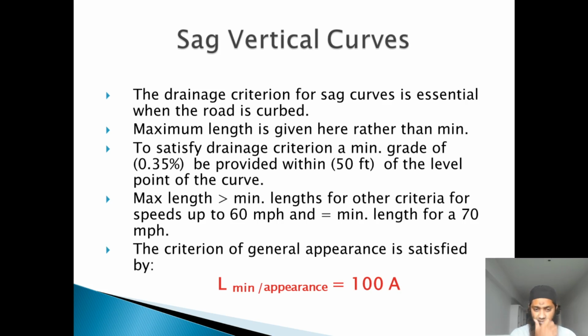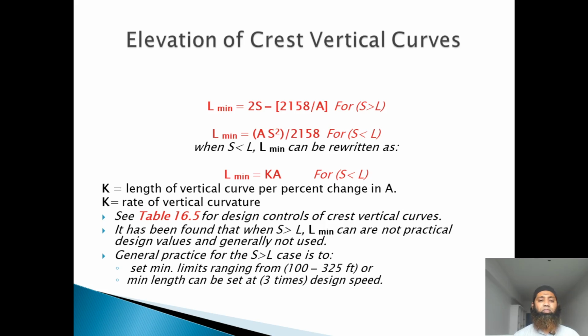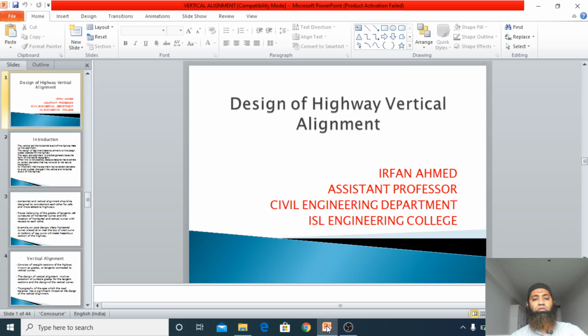in the previous session. The criteria of general appearance is satisfied by L minimum for appearance equal to 100 times A, where A is the algebraic difference in grades. Now the L minimum for, let us check this now, this slide.